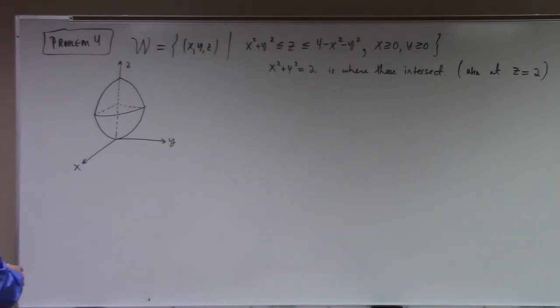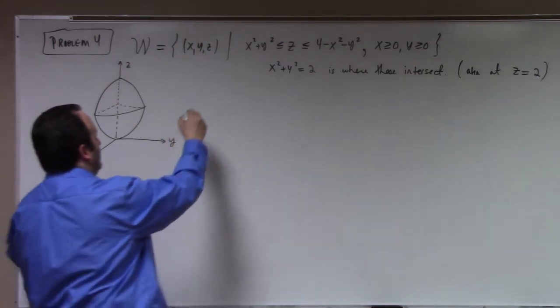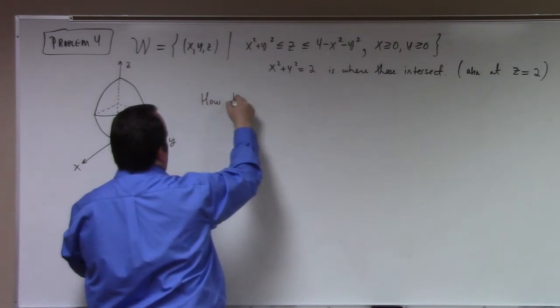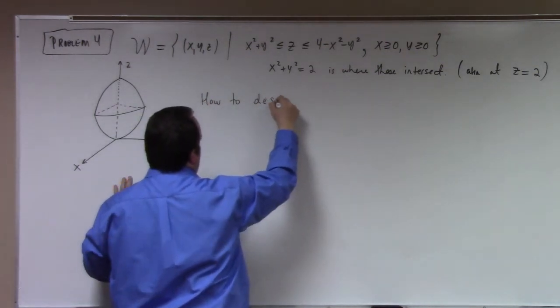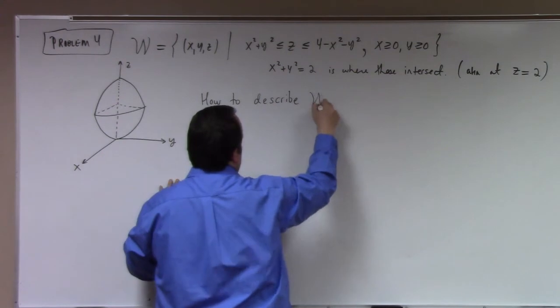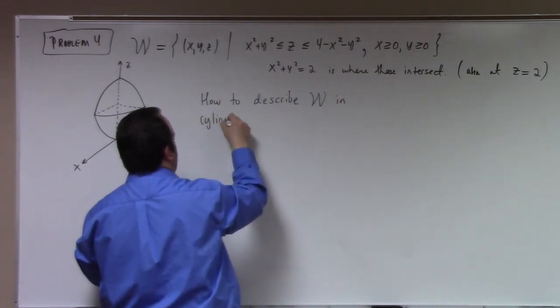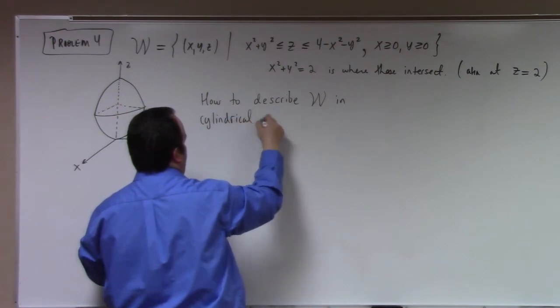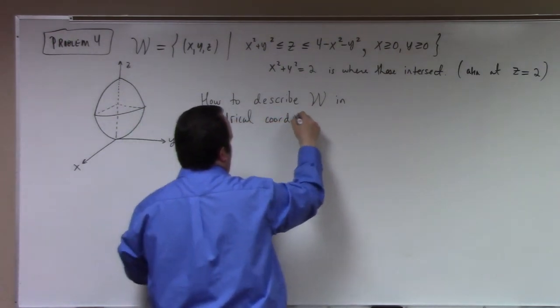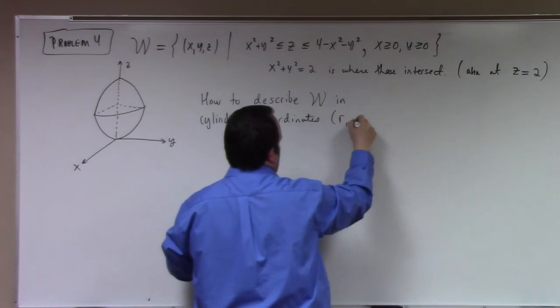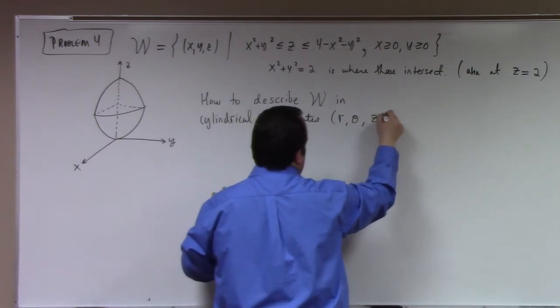And so my question is pretty simple. Can you describe this volume in terms of cylindrical coordinates? How would you do it? What are cylindrical coordinates? Do you guys remember? r, theta, and z, right.